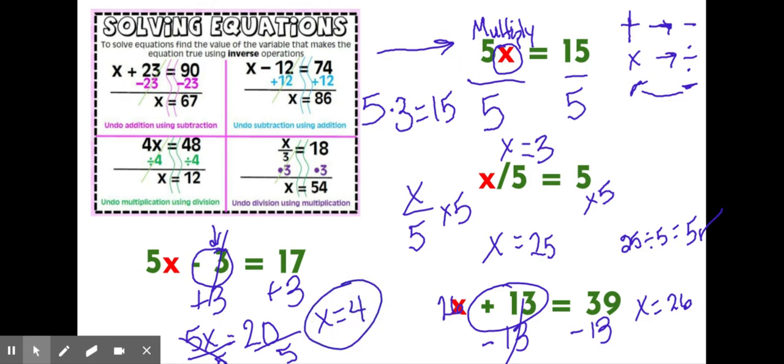Again, if I substitute that back in to my original problem, let's see if it's correct. So 5 times 4 minus 3 is what I'm trying to figure out. Order of operations tells me I have to do the multiplication first. 5 times 4 is 20. Minus 3 is 17. So that checks out that x equals 4.